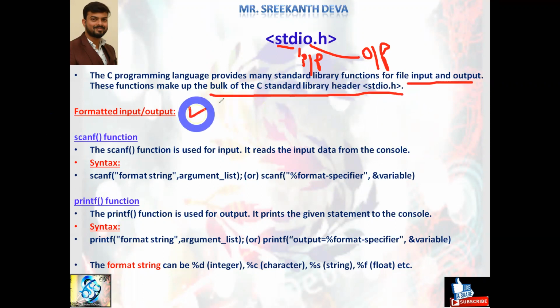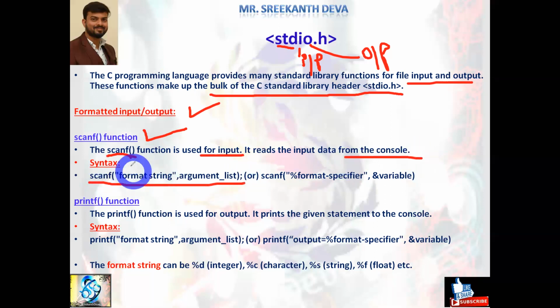It consists of the most familiar input output functions, like formatted and unformatted input output functions, but at present we will discuss formatted input output functions. The most useful input function is called the scanf function. Scanf is a formatted input function in C language. The open and closed parentheses indicate that it is a function, used for input. It reads the input data from the console. Scanf has a syntax with a format string enclosed in double quotes, and a comma-separated argument list of input variables. Generally it is represented with the ampersand symbol, which indicates the address of the particular variable.